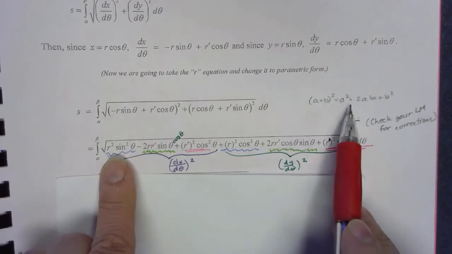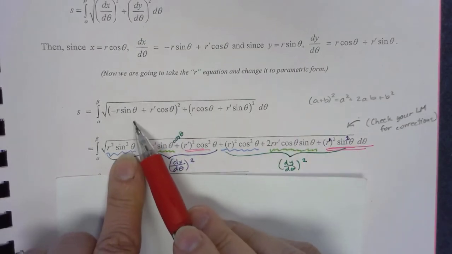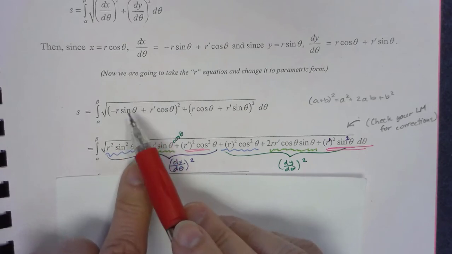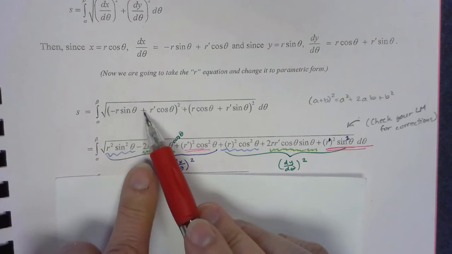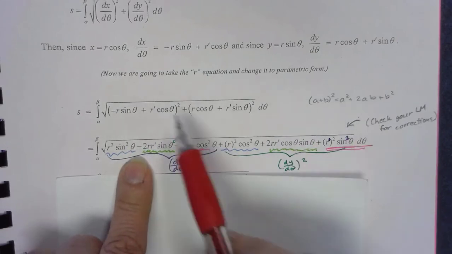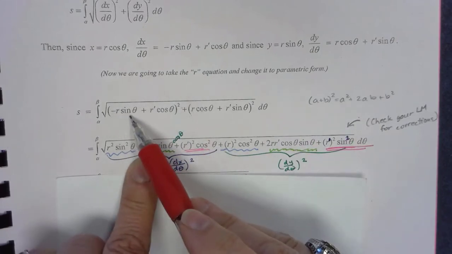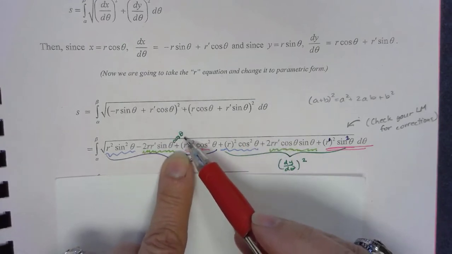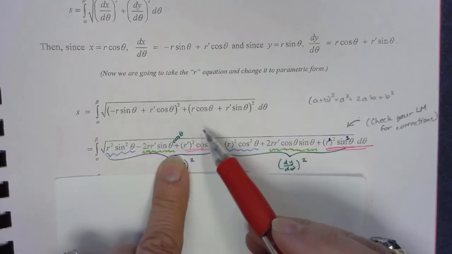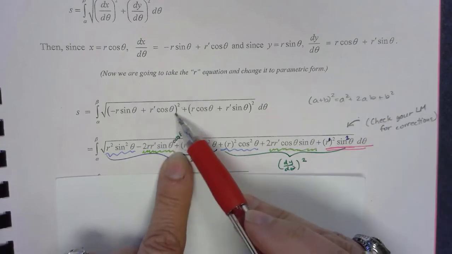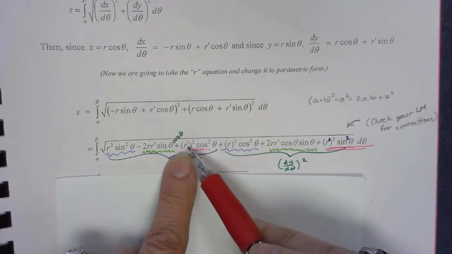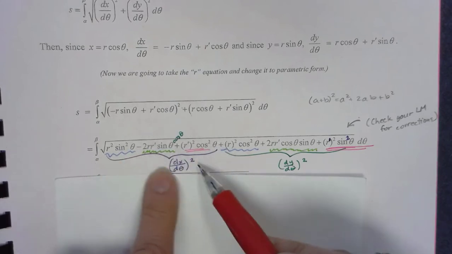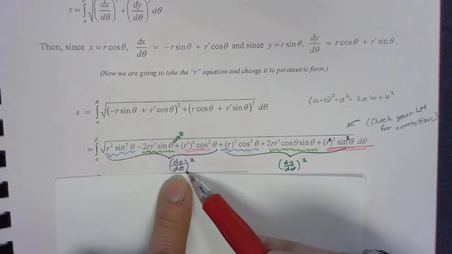Squaring this, r squared sine squared theta, it would be a minus because it's a minus times a positive. 2ab, so 2ab gives us all of that. There's the cosine theta I left out, but it is in your book. Plus b squared, this squared, r prime squared times cosine squared theta. All of that is your dx d theta squared.